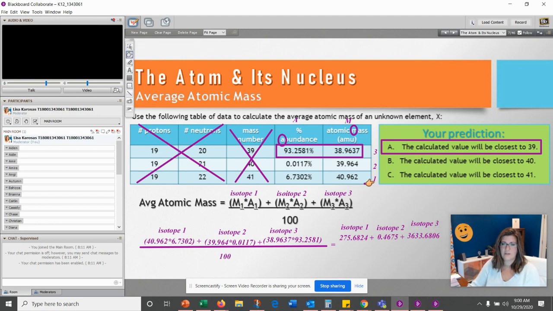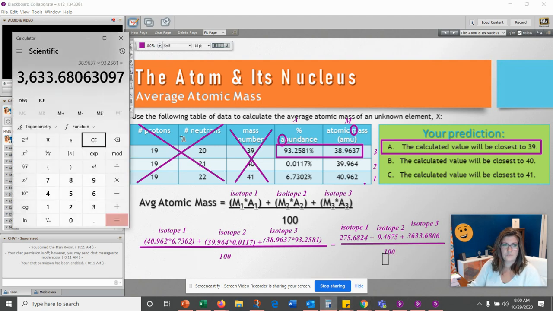See, I've tried to carry it through for you here. This is isotope 1, mass abundance. Isotope 2, mass abundance. Isotope 3, mass abundance. I have multiplied each of them. Now we have subtotaled them. We're going to add them together and divide by 100. We should come up with an answer that we can verify on the periodic table.